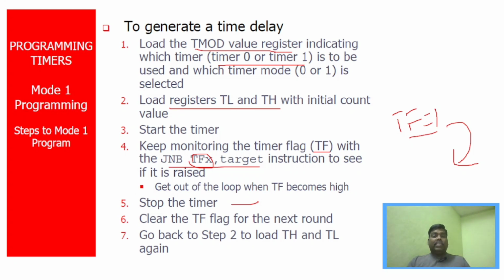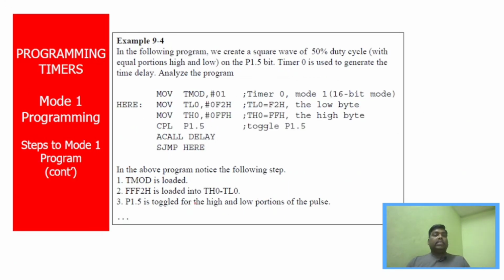Now we will see the program. You can see this is the question: in the following program, we create a square wave of 50% duty cycle, that is, with equal proportions of high and low. And we have to select the pin P1.5. They have said you have to use timer 0 to generate it.